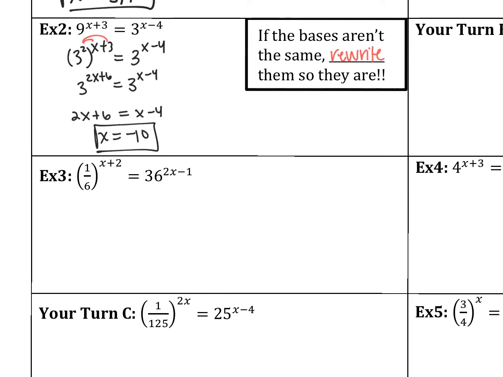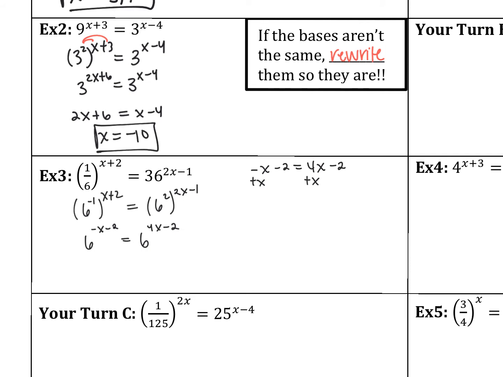Now I'm going to rewrite both sides. So 1/6 can be rewritten as 6 to the negative first, to the x plus 2 power, and 36 can be rewritten with a base of 6 to the second power, to the 2x minus 1 power. So I've got 6 to the negative x minus 2 equals 6 to the 4x minus 2. And I can set those exponents equal, not the bases. Negative x minus 2 equals 4x minus 2. All right, let's add x to both sides. Add 2 to both sides, we get 0 equals 5x. When I divide by 5 on both sides, x equals 0.